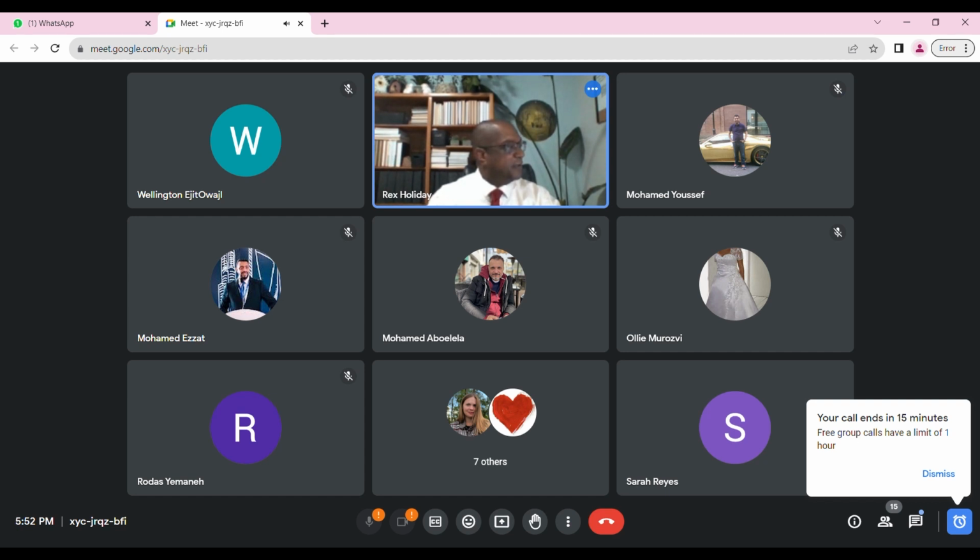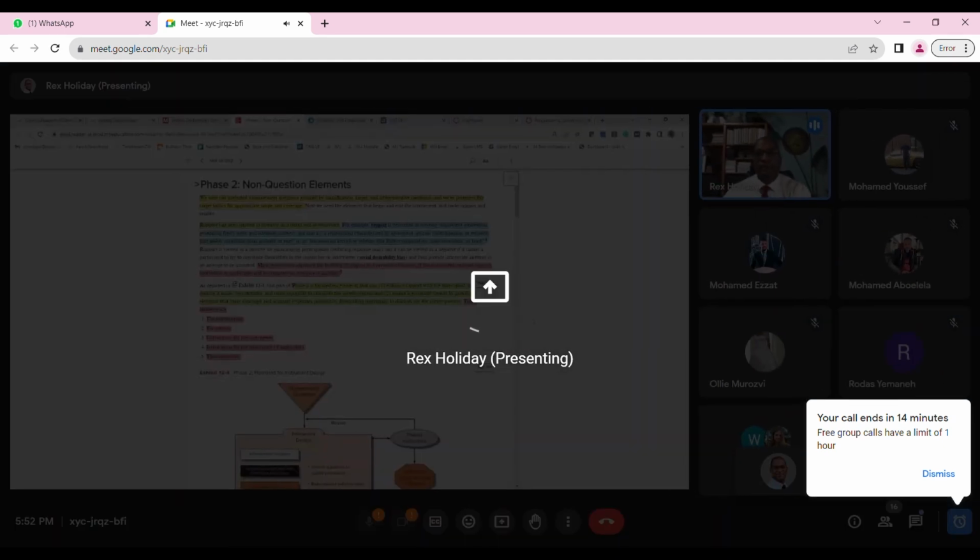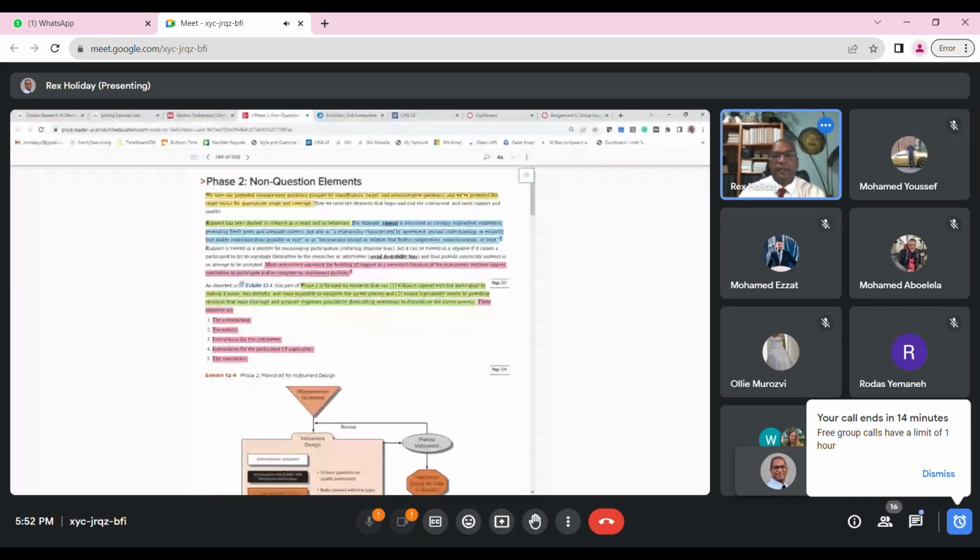I'm trying to bring up the textbook here. Bear with me. Okay, good. So it looks like it's going to go ahead. Okay, is everyone seeing the textbook here? This image of the textbook?